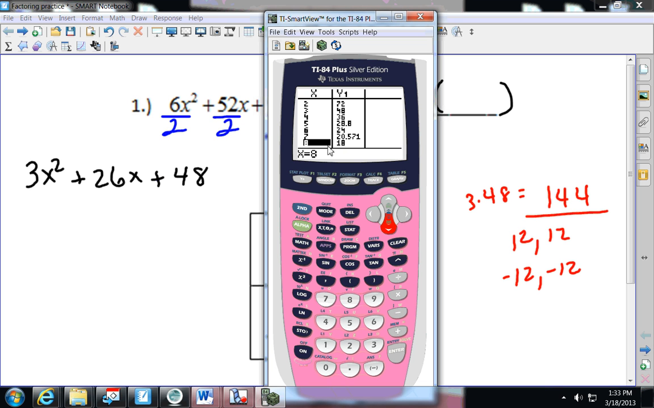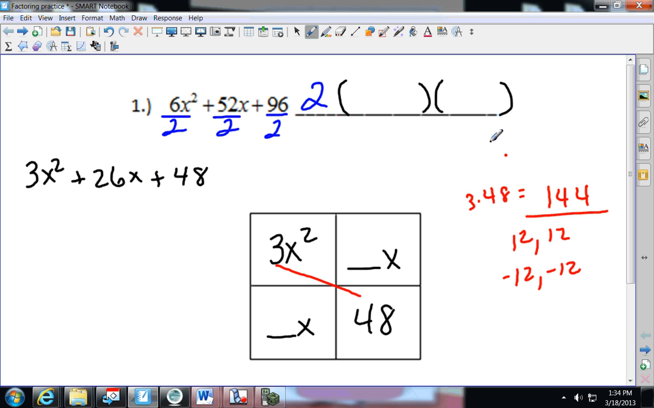You have to take the numbers that multiply together to give you this number. You have to find those first, and then you add them together to get the 26. That's because when we were multiplying, you were adding these two boxes together. So we just said it was 18 and 8.